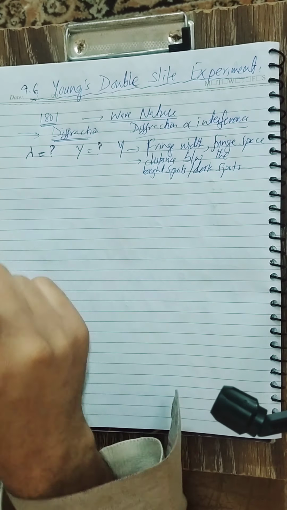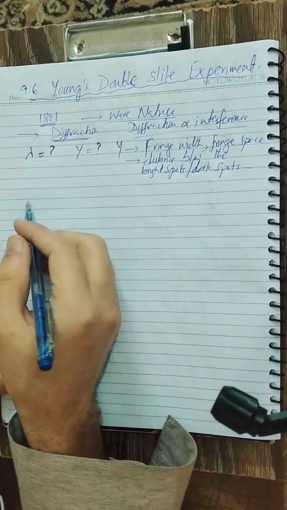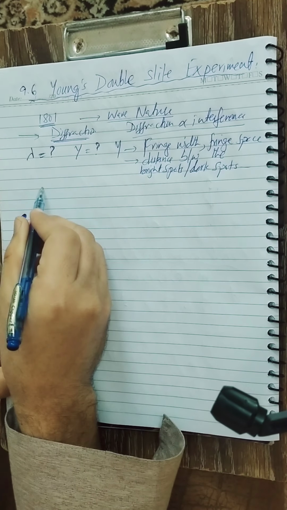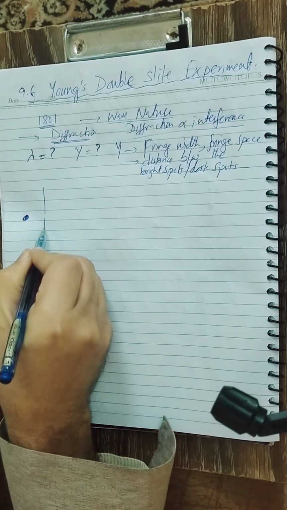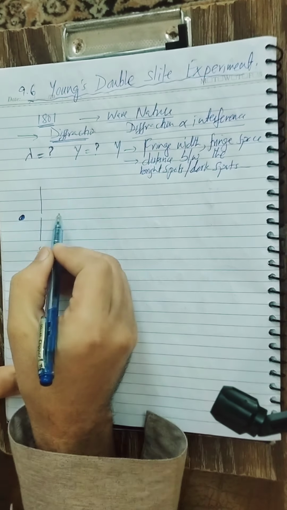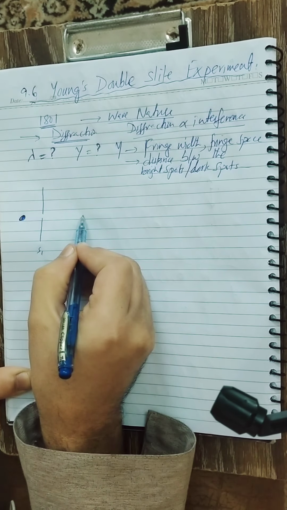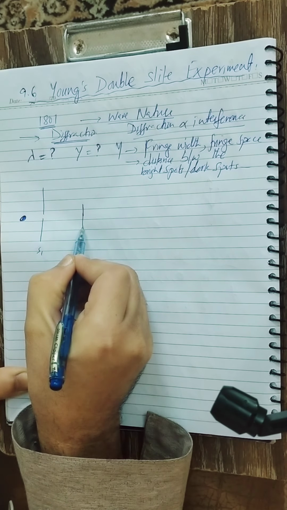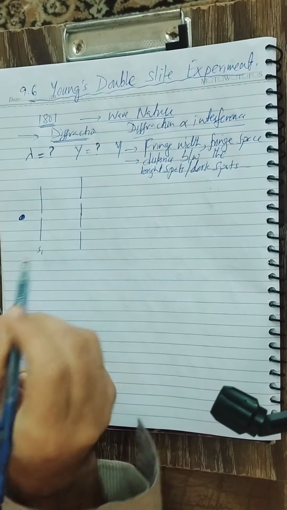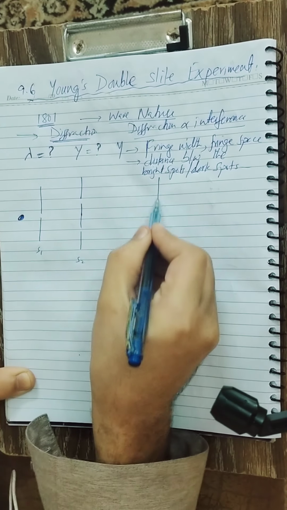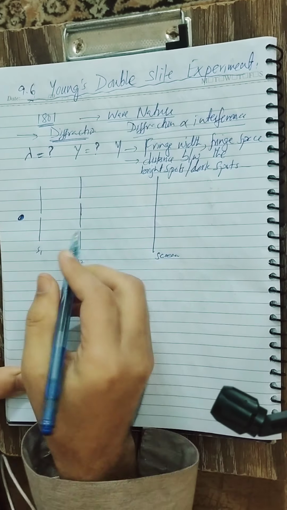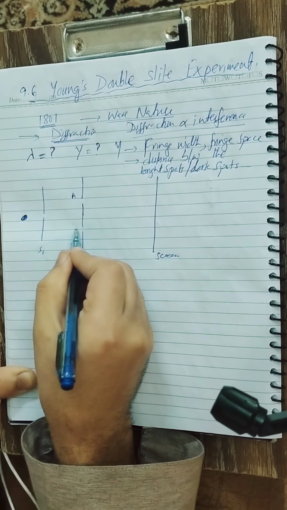Okay. Now look at the construction. Suppose this is the primary source. This is the slit S1. This is the slit S2. And this is the screen. This is slit opening A. This is slit opening B.